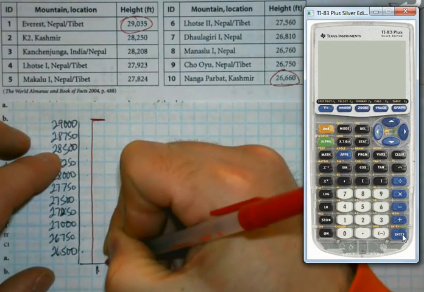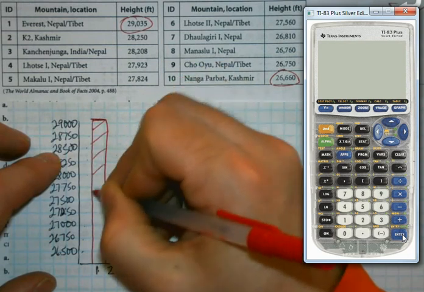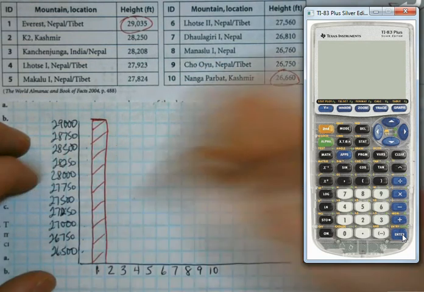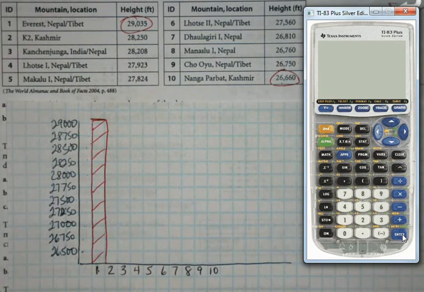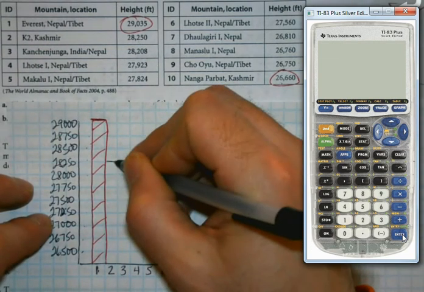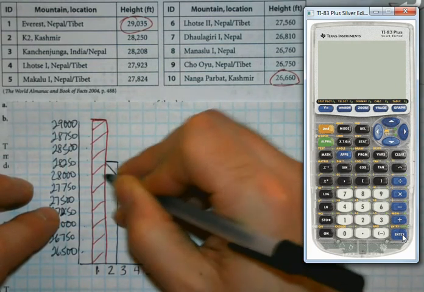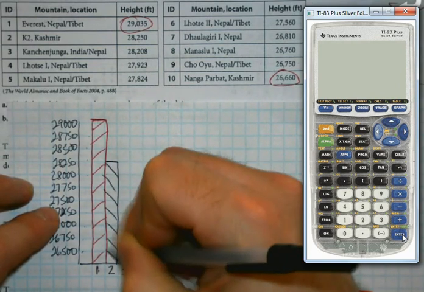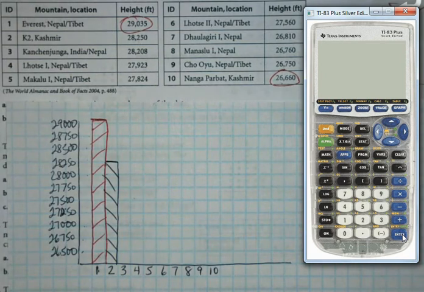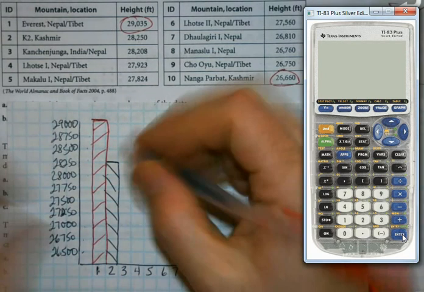And then I'm going to use what I have here to create a bar. Now I don't care if you leave it blank, if you color them different colors, if you make different designs, I don't care. But that's just how we're going to do this for each one. I'm just going to keep switching back and forth with black and red here. So the K2 is 28,250. And that's my ID number 2. Maybe I'll go this way this time. 28,208. That's pretty close to 28,250, just a little lower.